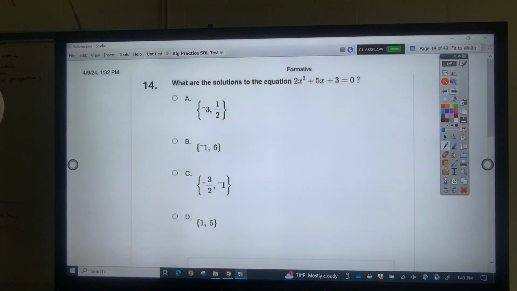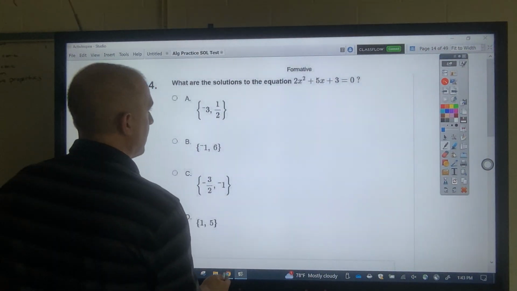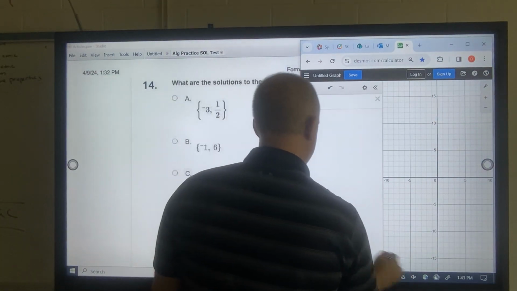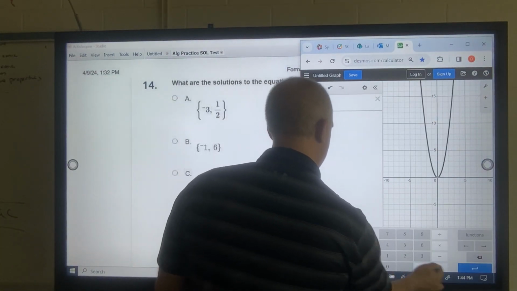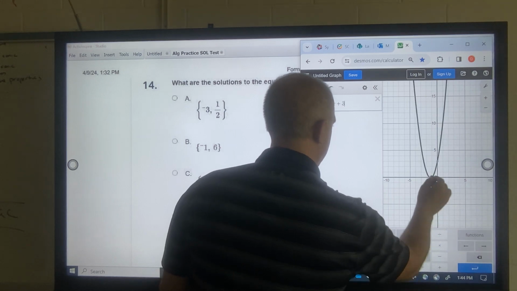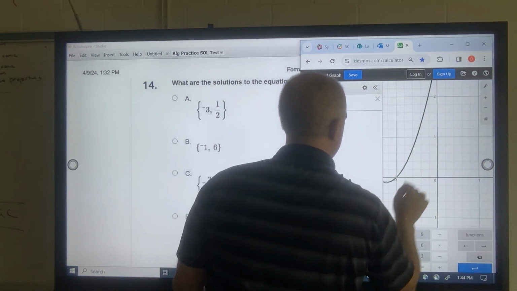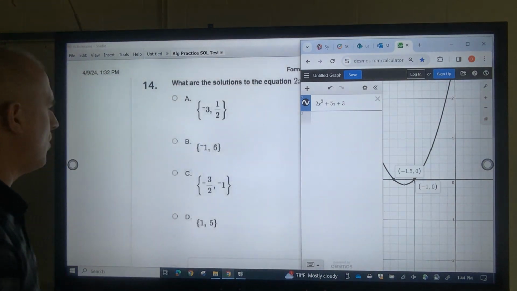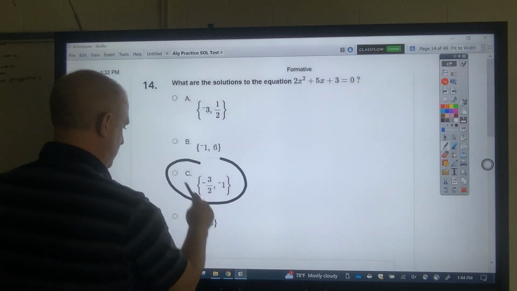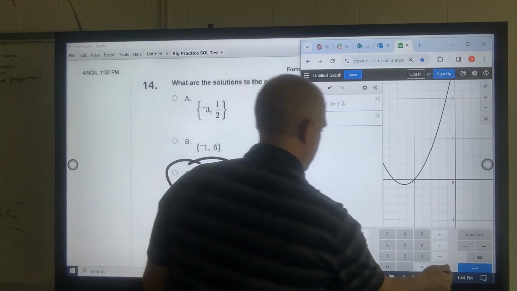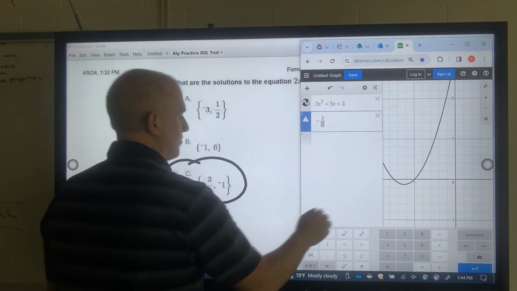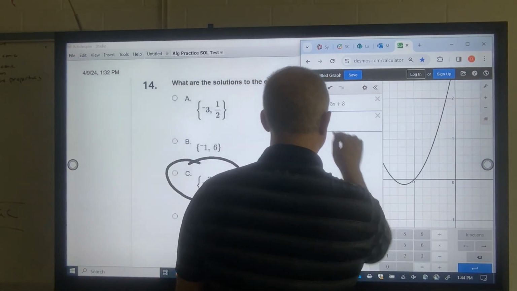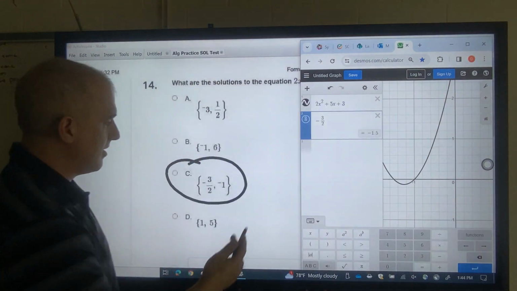Okay, 14. All right, I've got to find 2x squared plus 5x plus 3. That's negative 1.5 and negative 1. It's going to be this one. And the way I can check that fraction, negative 3 divided by 2. That's how I know that works.